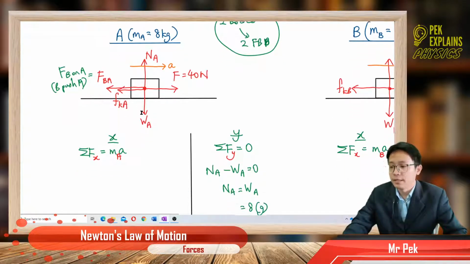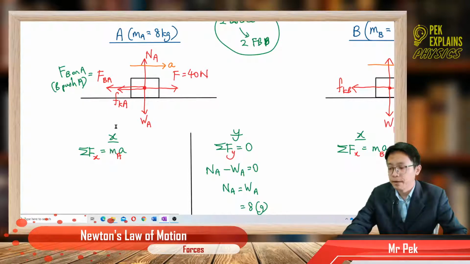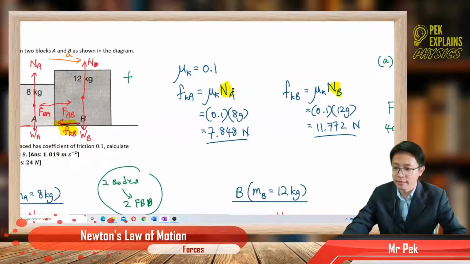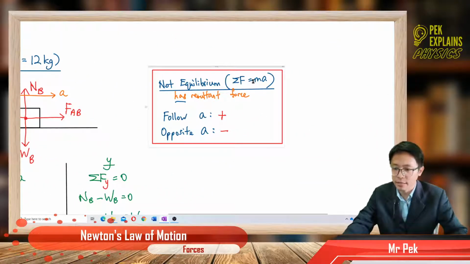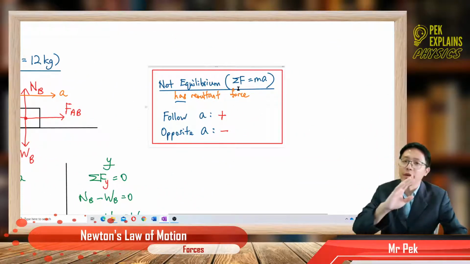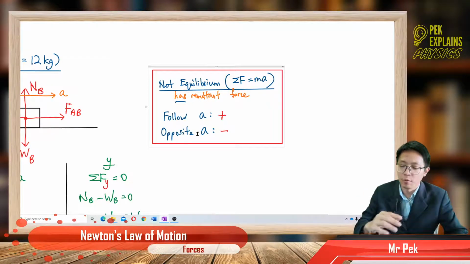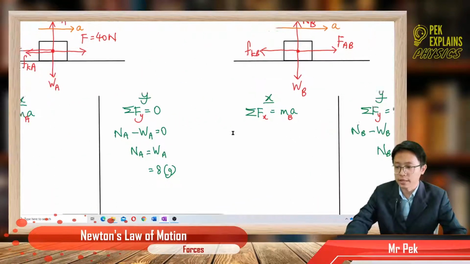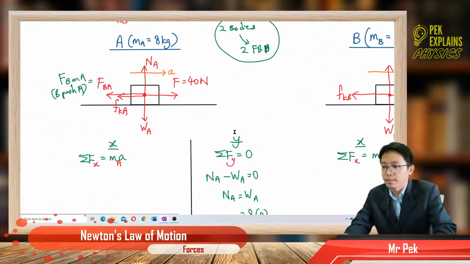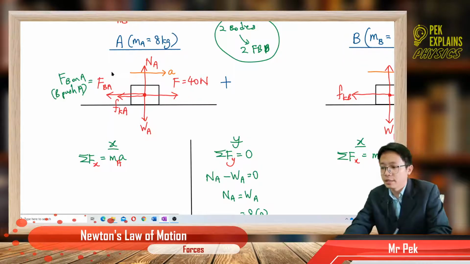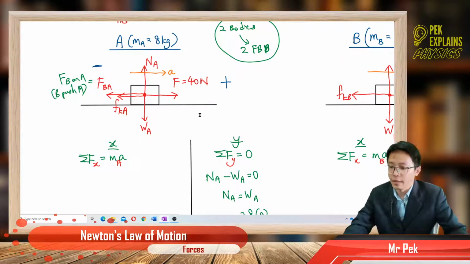Now, let's find out the x component. So in x component, remember about the sign. Again, the sign, when we have resultant force, when we have acceleration: follow acceleration positive, opposite acceleration negative. So put the sign there. Follow acceleration, positive. Opposite acceleration is negative.